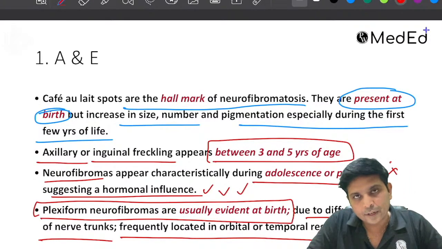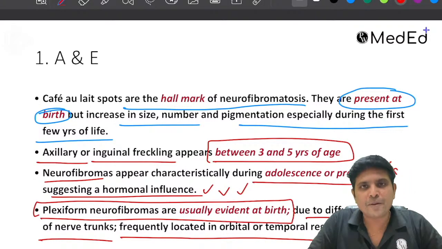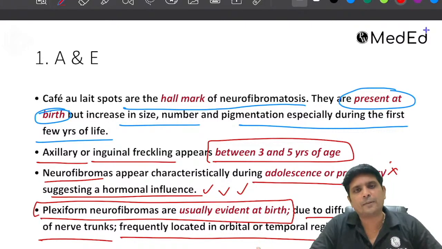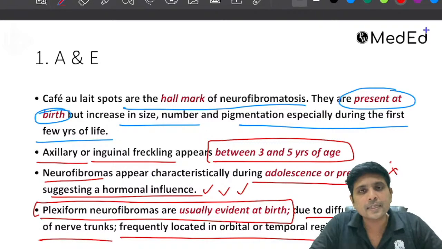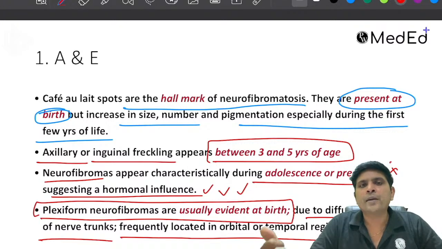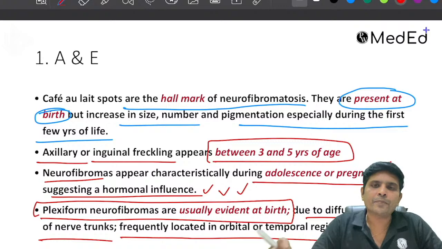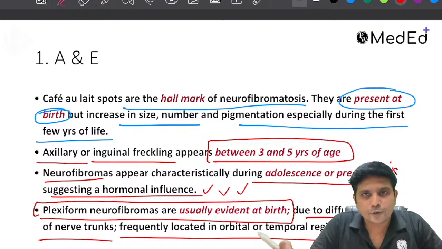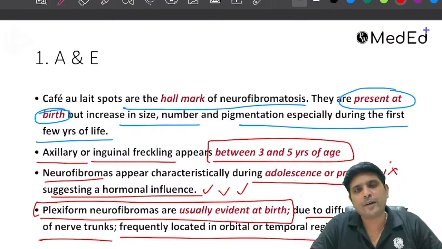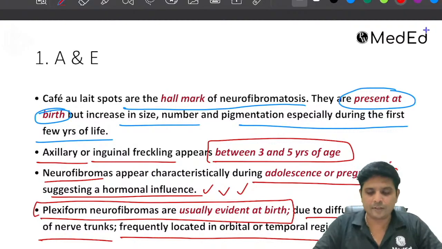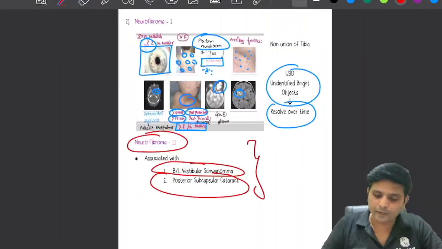What are all the things in neurofibromatosis type 2? Posterior subcapsular cataract, as well as bilateral vestibular schwannomas. Unidentified bright objects do not carry any significance. For an eye problem, you need to think in terms of optic nerve glioma in NF1. That's it. This is with respect to question number 1.